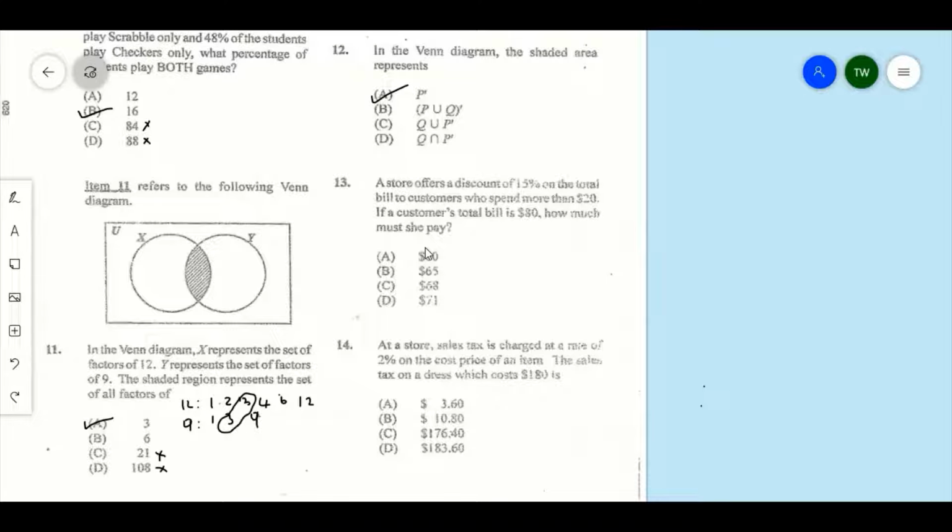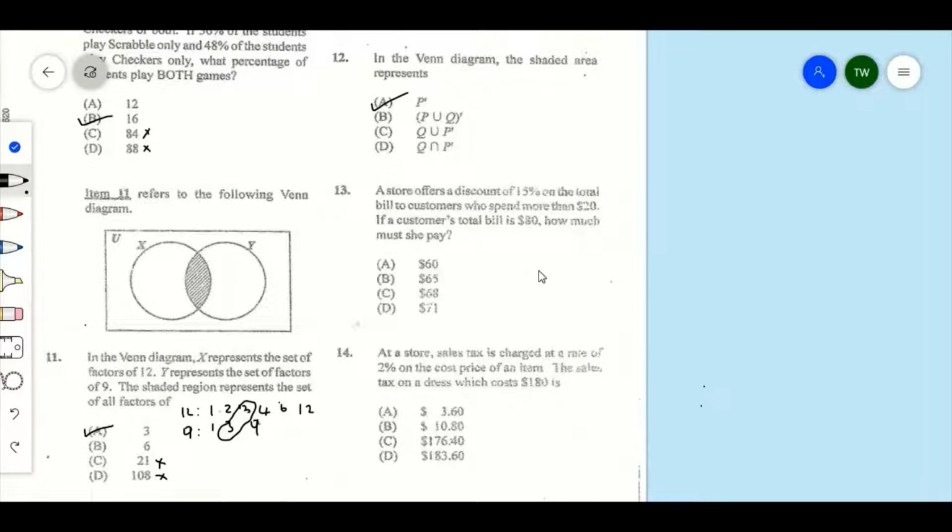Now to question 13. A store offers a discount of 15% on the total bill to customers who spend more than $20. If a customer's total bill is $80, how much must she pay? All right, so we know that if the customer spends $20 or more, then a discount of 15% is given.